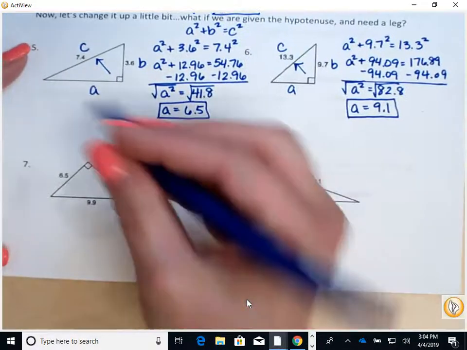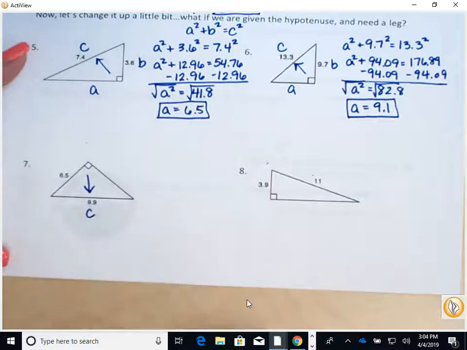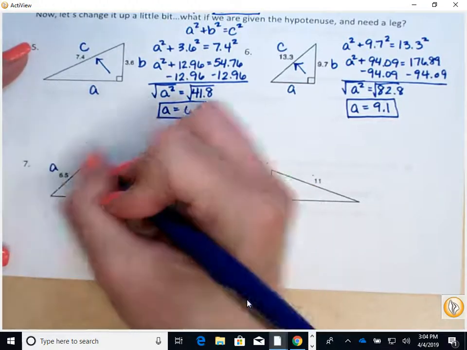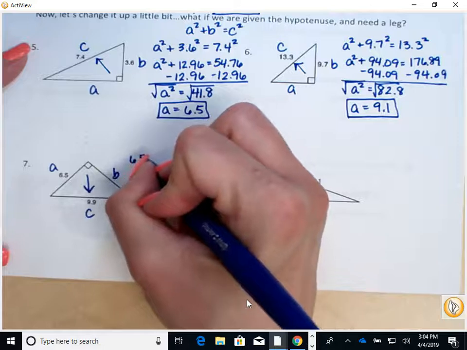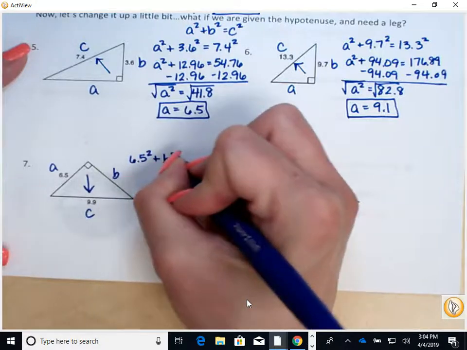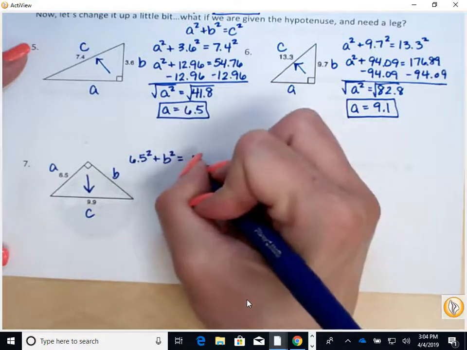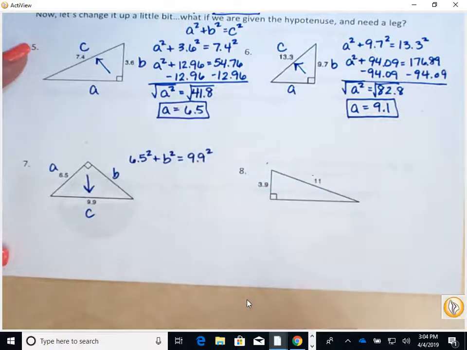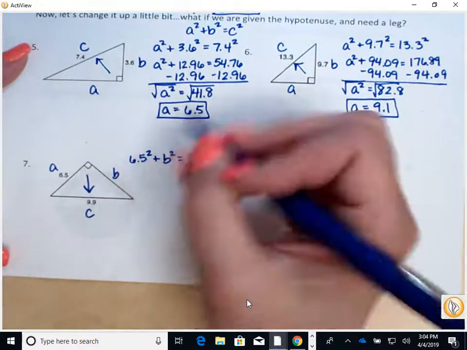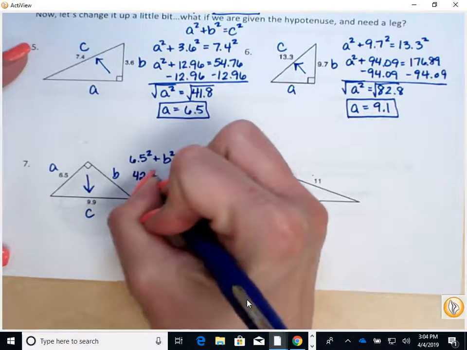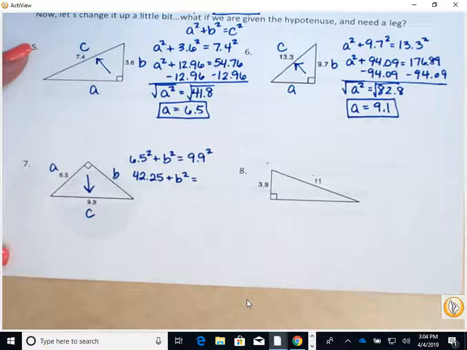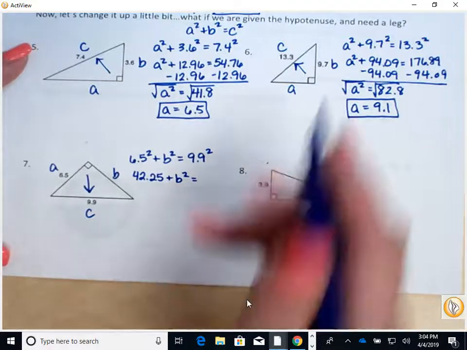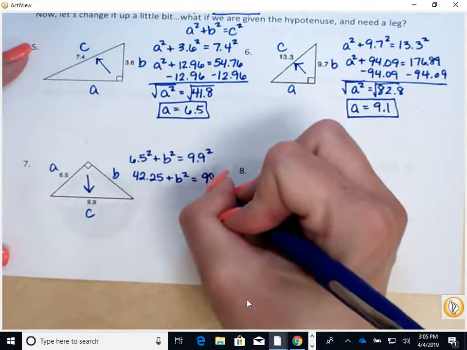Number 7, this is my hypotenuse side, so that's my C side. A, B. So 6.5 squared plus B squared equals 9.9 squared. 6.5 squared gives me 42.25. Bring down your plus B squared, because we don't know what that is yet. And then 9.9 squared gives me 98.01.